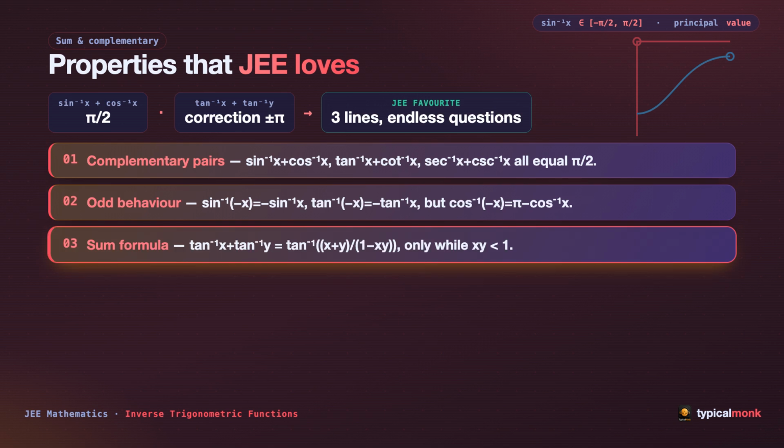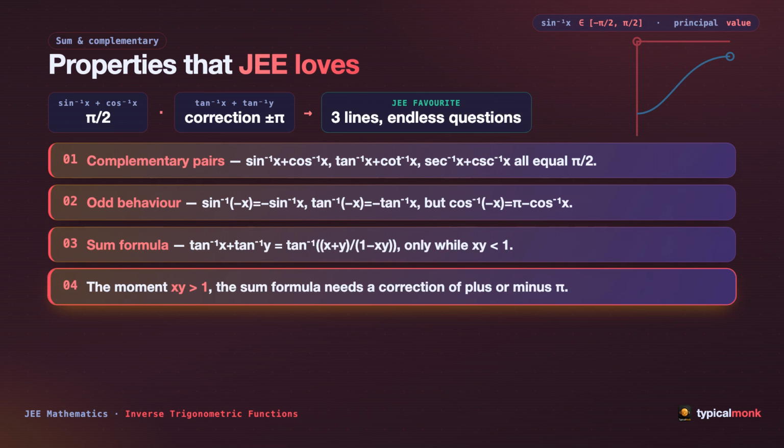Third, the sum formula. Tangent inverse x plus tangent inverse y equals tangent inverse of (x plus y) over (1 minus xy), but only while x times y is less than 1. The moment x times y crosses past 1, the formula needs a correction of plus or minus π. John treats these three properties like a toolbox, complementary pairs, odd behavior, and the guarded sum formula, because JEE builds entire questions out of just these three lines.